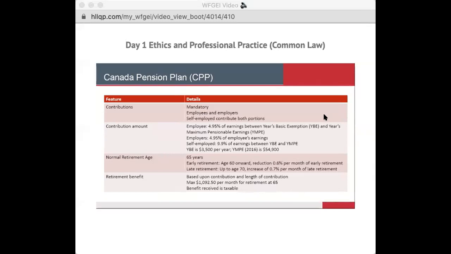Okay, so the YBE, yearly basic exemption, is $3,500. In other words, up to $3,500, you do not have to contribute anything. Once you're over $3,500, you need to start to contribute, but there is a threshold. And that threshold is the YMPE, yearly maximum pensionable earnings. So, for example, for 2016, it was around $53,000 or something. So basically, it's $3,500 minus $53,000 and times 4.95%, and there you go.